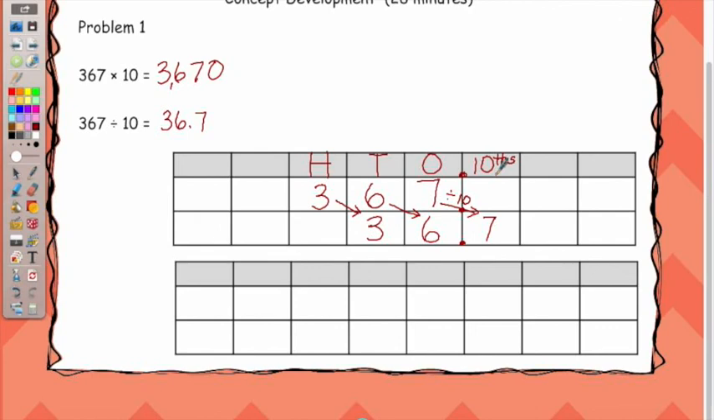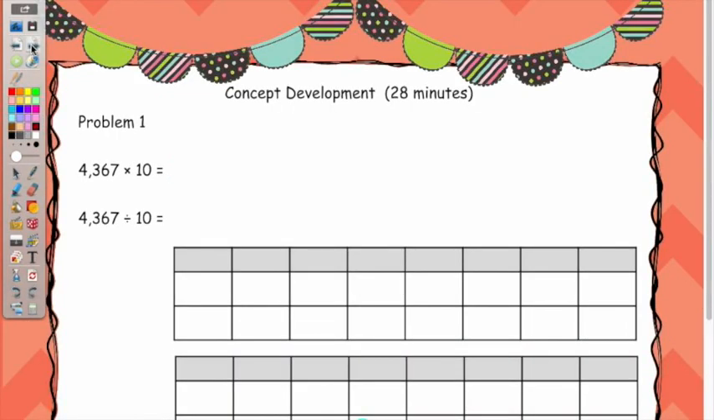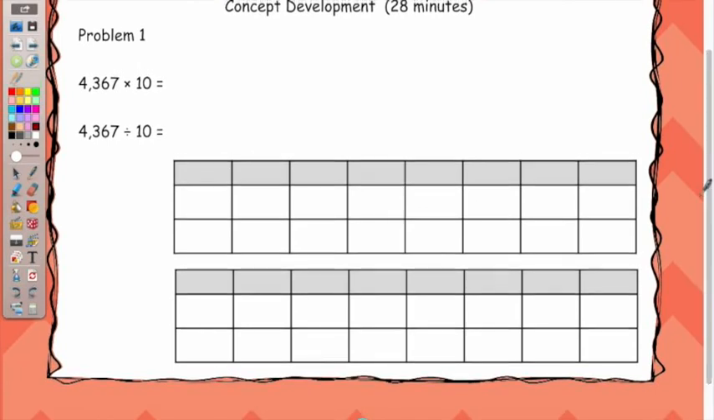All right, let's do the next one. Now you're going to skip down past the place value chart. Do you see that? I gave you too many. You don't need all of those. Okay, let's take a look at the first one. Can I use a zero trick? 4,367 times 10. Yes. Okay? So just put a 0 on the end of it.